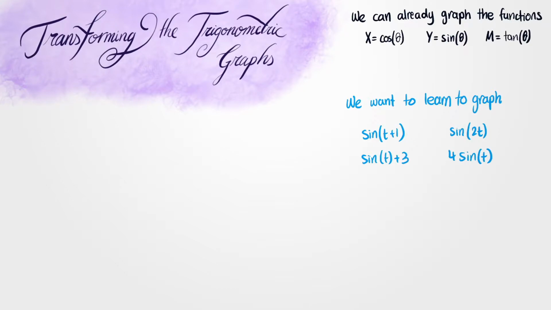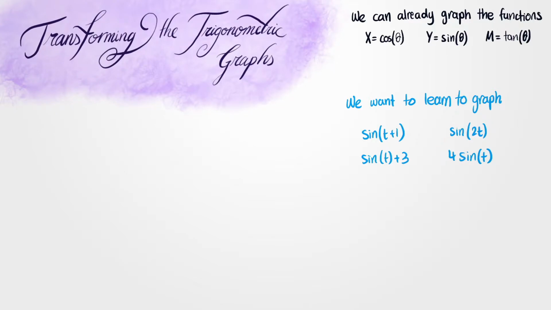Now let me just quickly go through these four cases. In the first case, we want to know what would happen if we add a constant to the input of sine. In the second case, we want to know what would happen if we double the input to sine. In the third case, we want to know what would happen if we add a constant outside of sine. And in the fourth case, we want to know what would happen if we multiply sine by a constant.